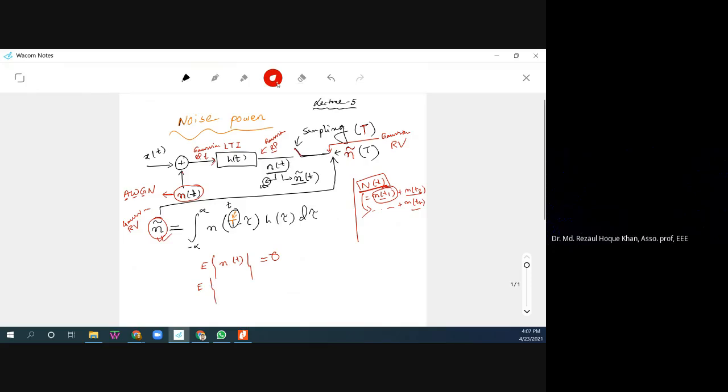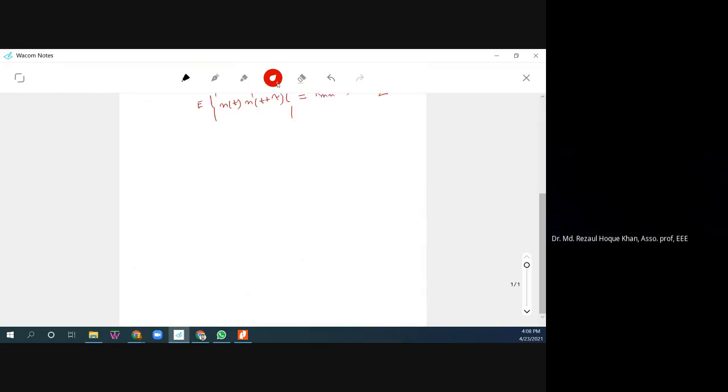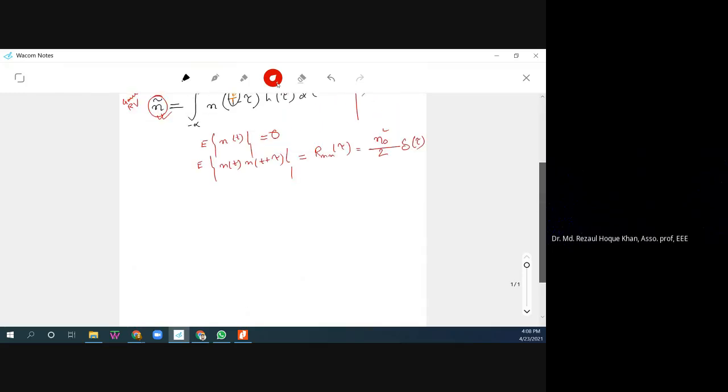So this autocorrelation, in t plus tau, which is actually the autocorrelation R in tau, we have seen that the autocorrelation of a Gaussian random process is eta 0 by 2 delta tau, because that's why we came to the decision that this is a white noise.